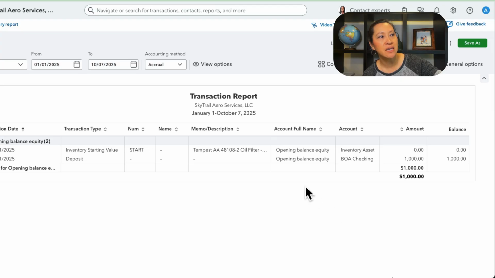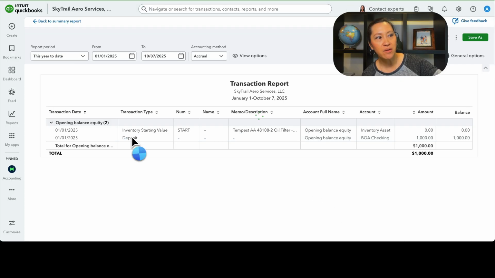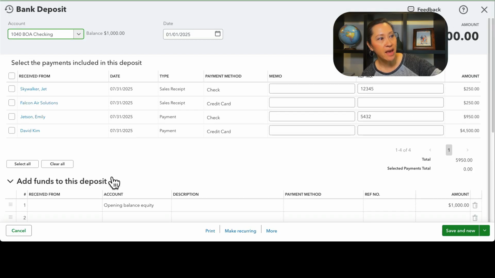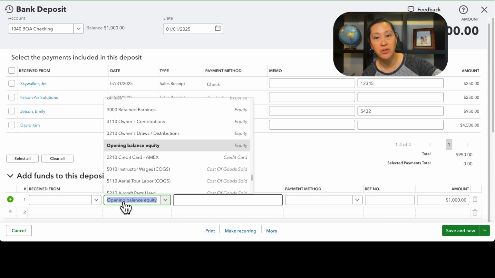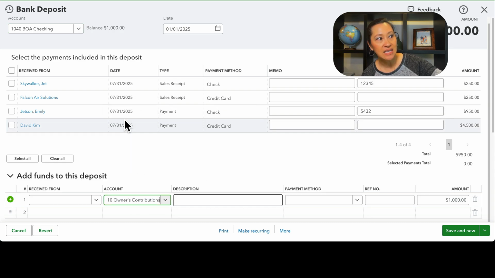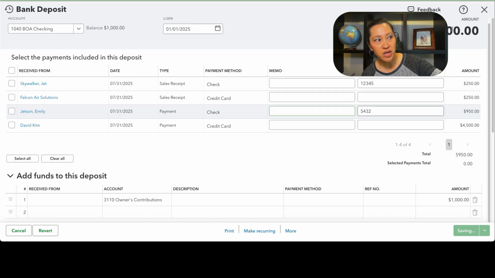In the transaction list, click deposit. Scroll down and find that deposit. Change the account from opening balance equity to owner's contribution. Click Save and Close. Now, double check your work.